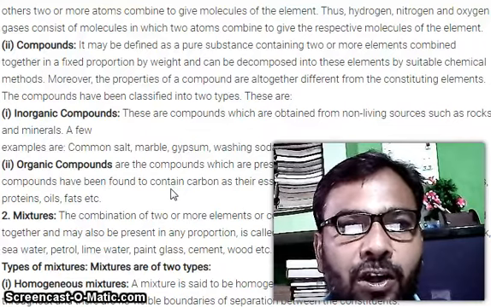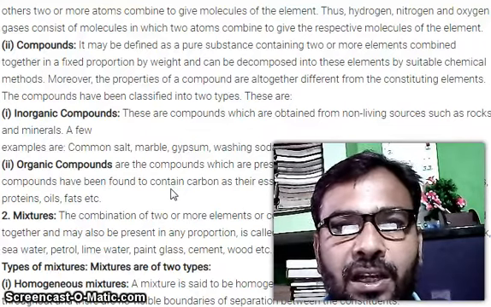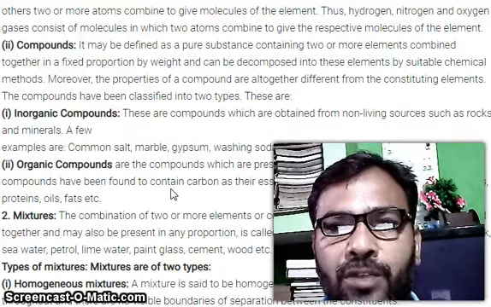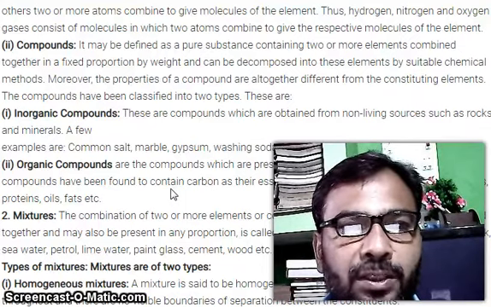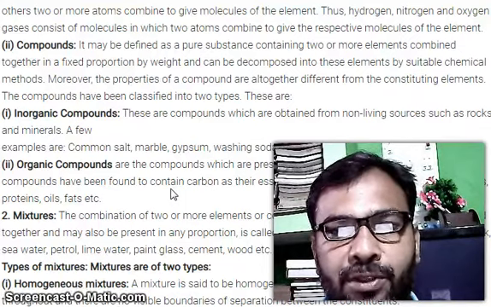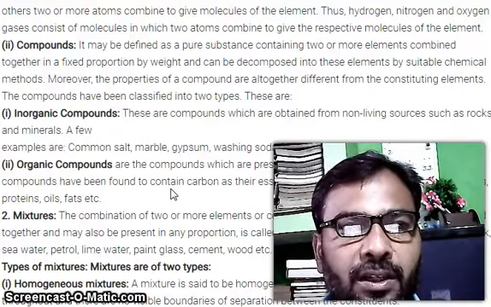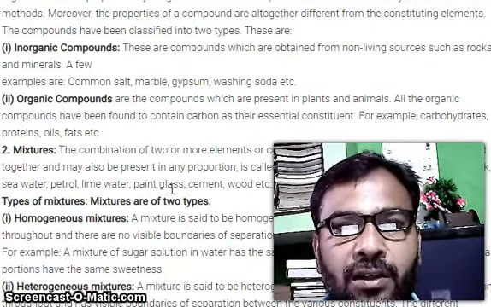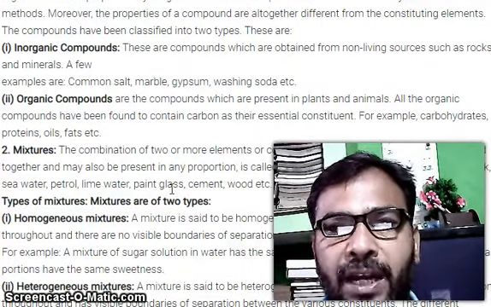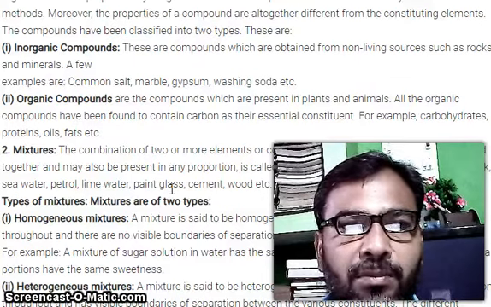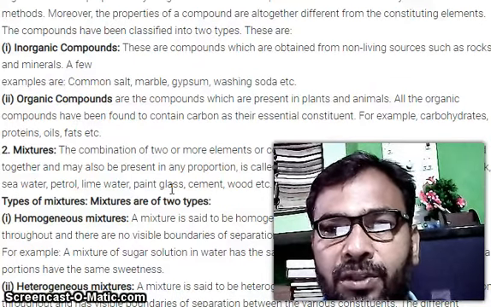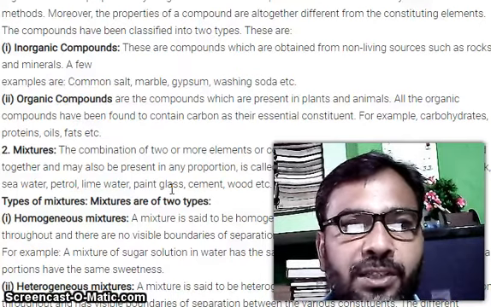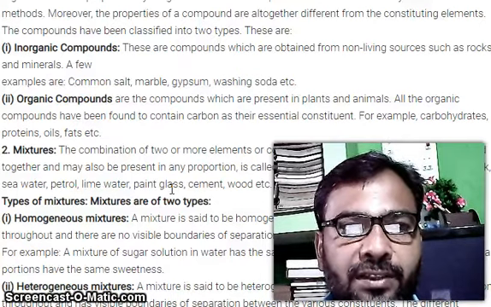These are inorganic compounds. These are compounds which are obtained from non-living sources such as rock and minerals. A few examples are common salt, marble, gypsum, washing soda. And organic compounds are compounds which are present in plants and animals. All the organic compounds have been found to contain carbon as their essential constituent. For example, carbohydrates, proteins, fats.